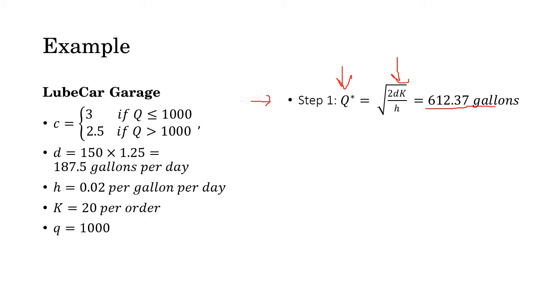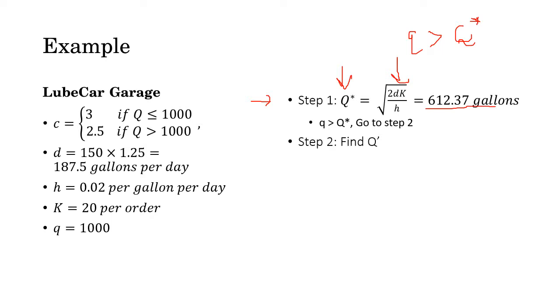Then, based upon the Q star that we just calculated, we want to know whether the threshold q lies in zone 1 or not. So we compare q and Q star. Small q is 1000 and Q star is 612.37. That means the threshold is greater than Q star, and so the threshold does not lie in zone 1. It should lie either in zone 2 or zone 3. So as small q is greater than Q star, we proceed to step 2.